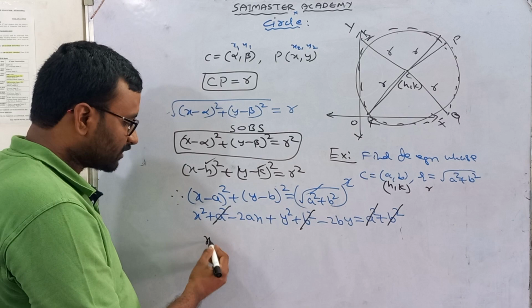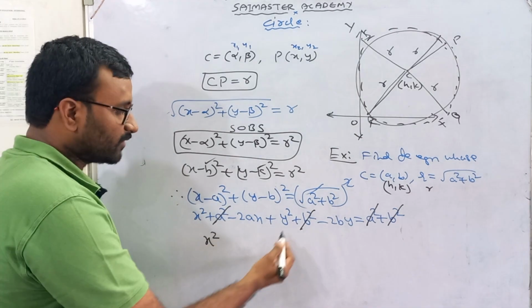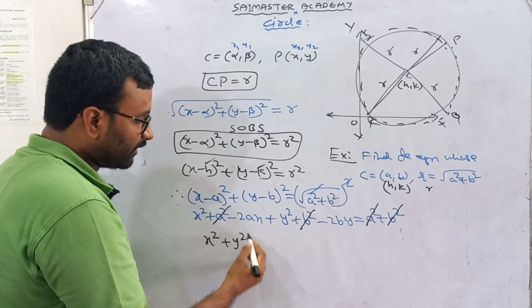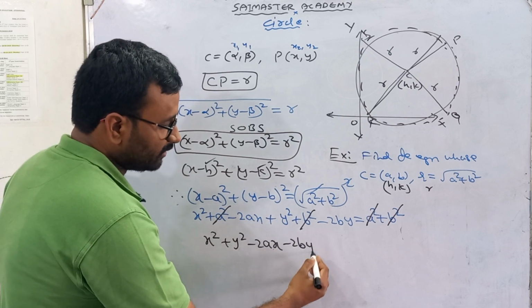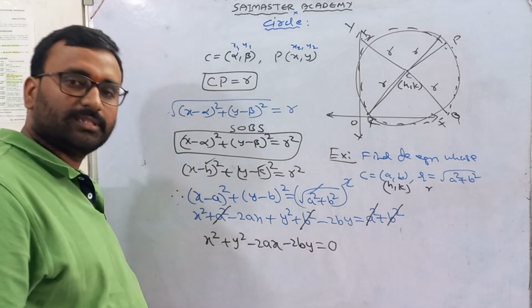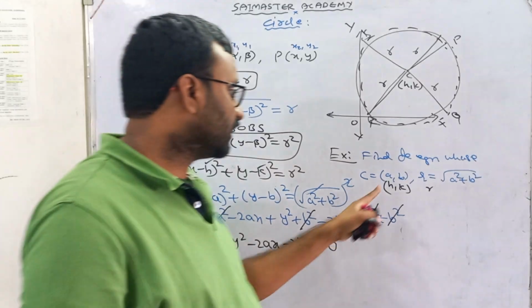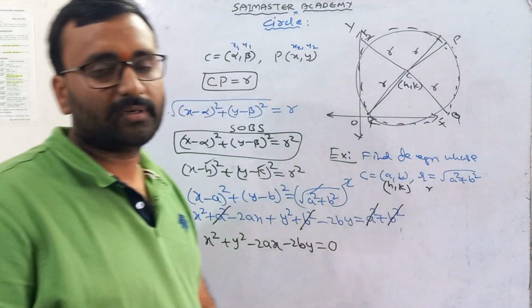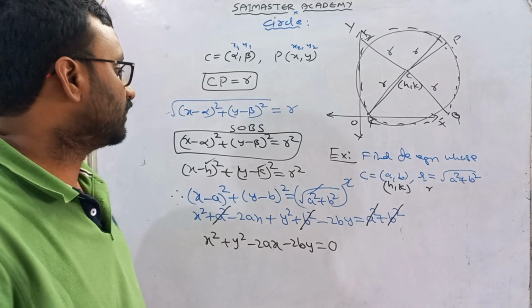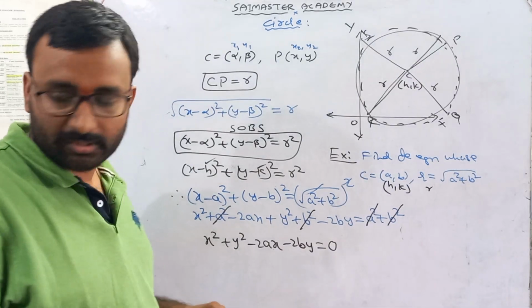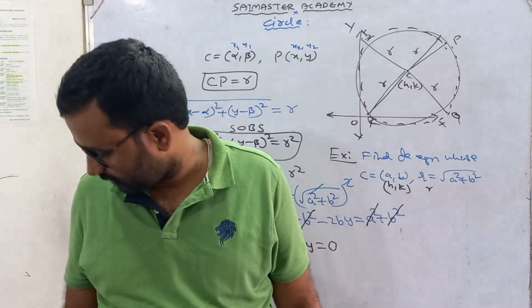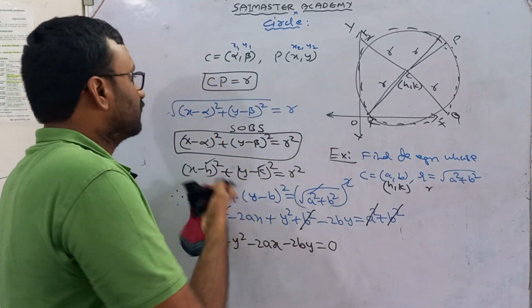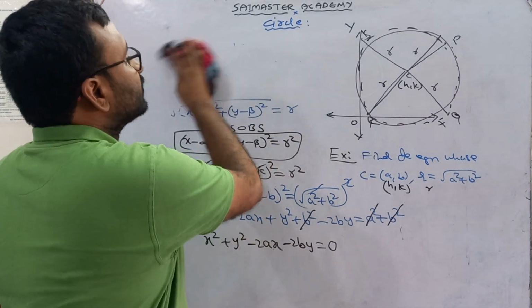First always write x square, then always write y square, then write the x term, minus 2ax, then write the y term, minus 2by, is equal to 0. So this is the equation of the circle with the center (a, b) and radius root over a square plus b square. So here I will give you some notes, I mean some different types of circles.